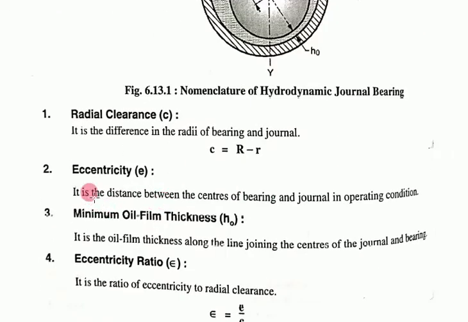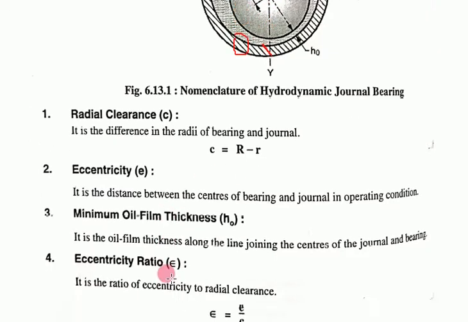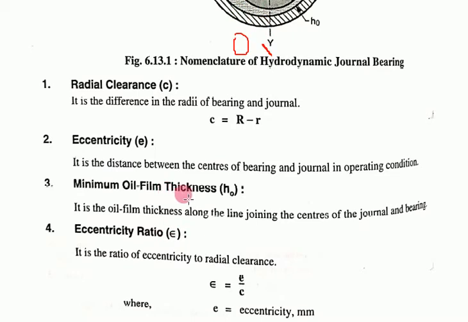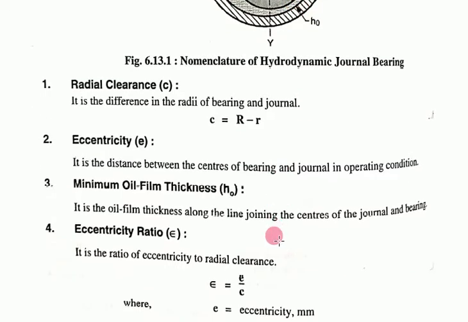Then second is eccentricity. It is the distance between the center of the bearing and the center of the journal. So you can see here e, that is the eccentricity. This is the center of the bearing and this is the center of the journal. So it is called e. Now the minimum oil film thickness h0, this is the minimum oil film thickness. I think we have already discussed this in Petrov's equation.